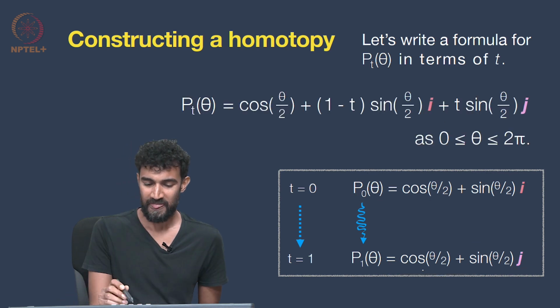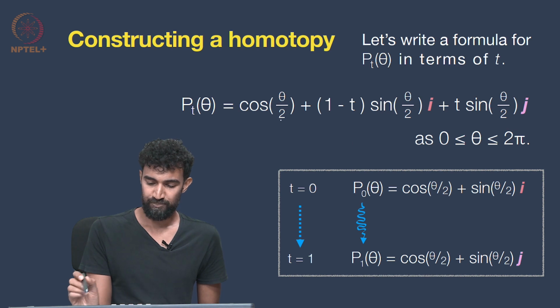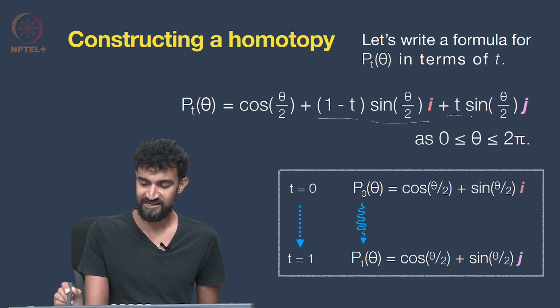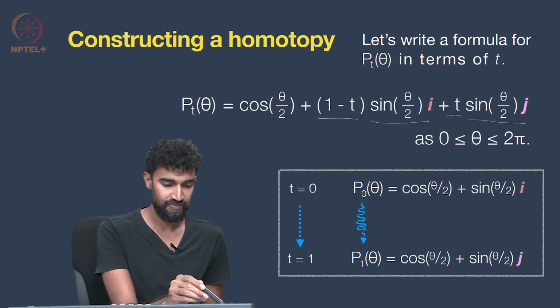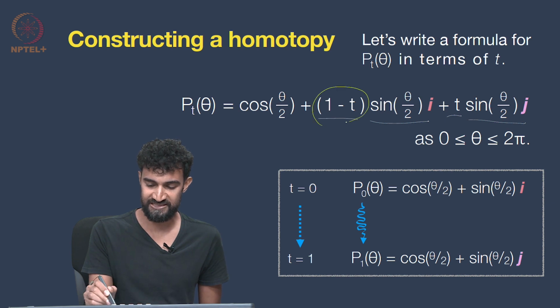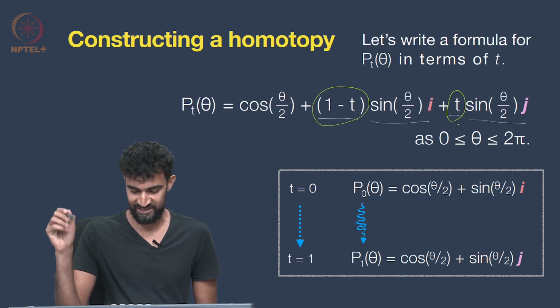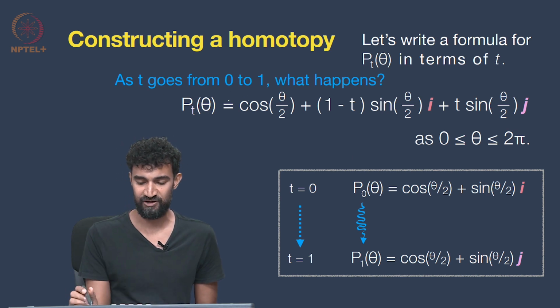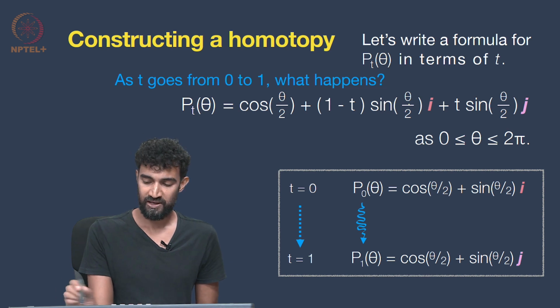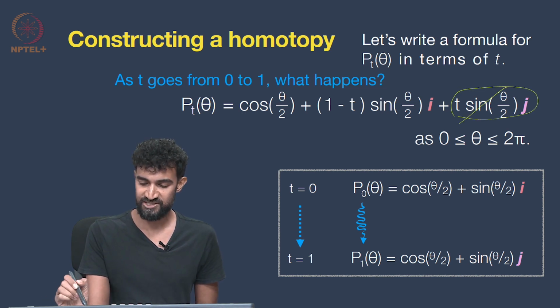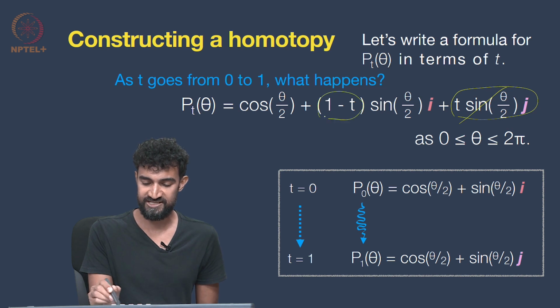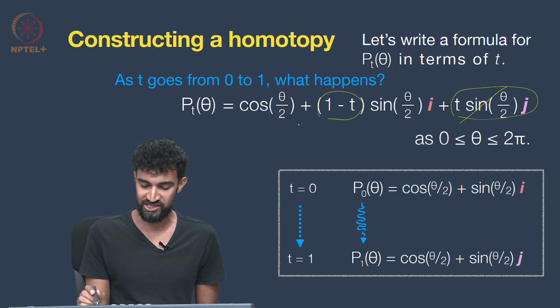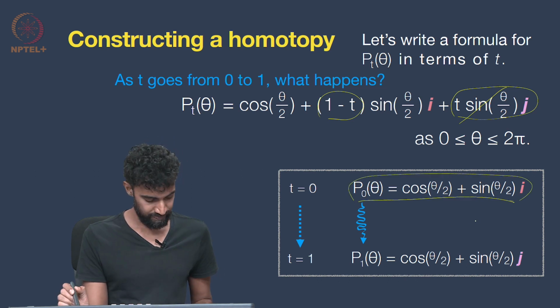Well, here's an attempt. Cosine of theta over 2 plus 1 minus t times sine of theta over 2 i plus t times sine of theta over 2 j. Well, I've introduced these scaling parameters t and 1 minus t. And why have I done that? Well, as t goes from 0 to 1, what's happening here? When t is 0, this entire term vanishes, and this is just 1. So we end up with just sine of theta over 2 i. We end up with exactly what we want here.